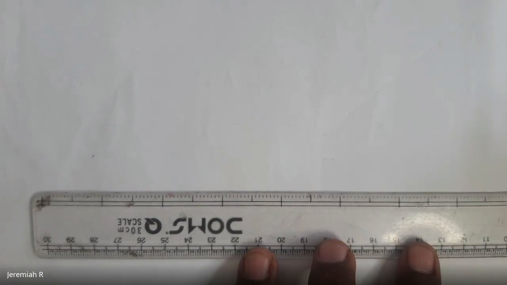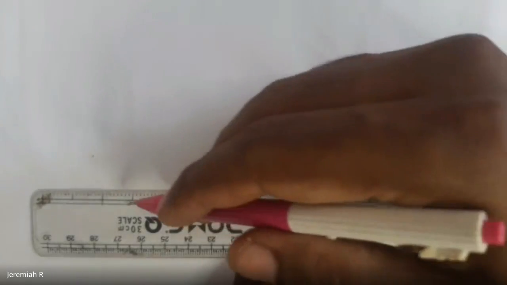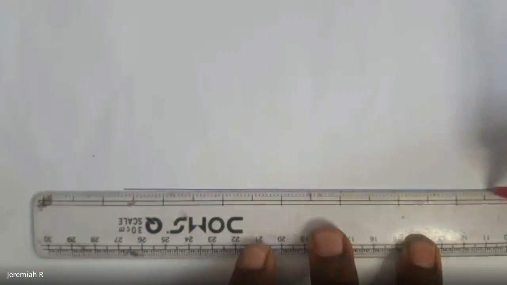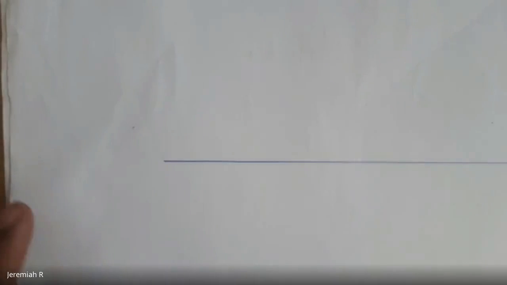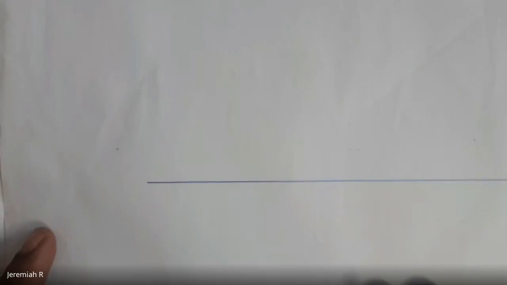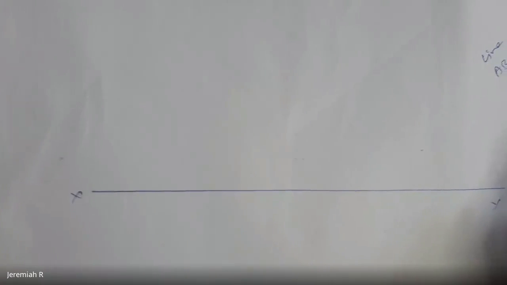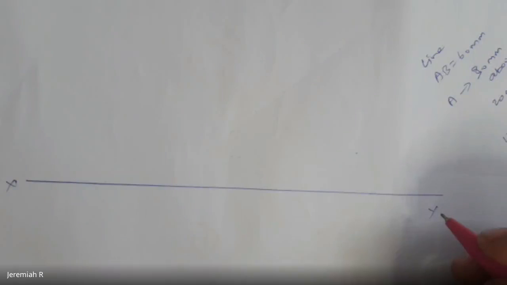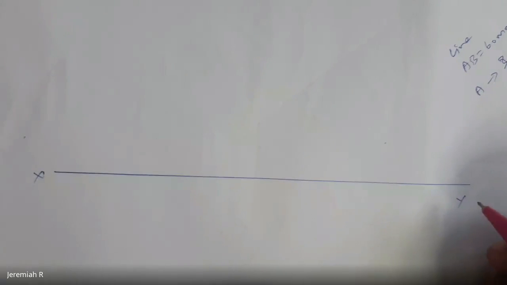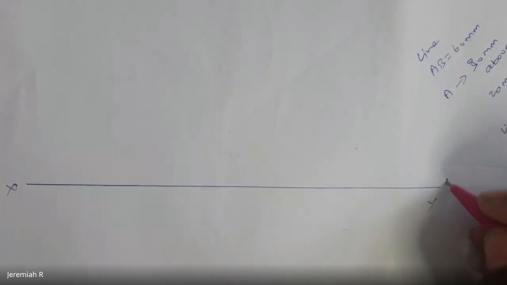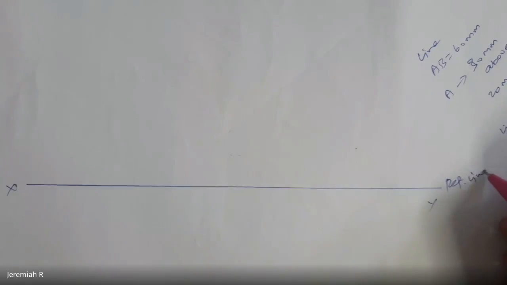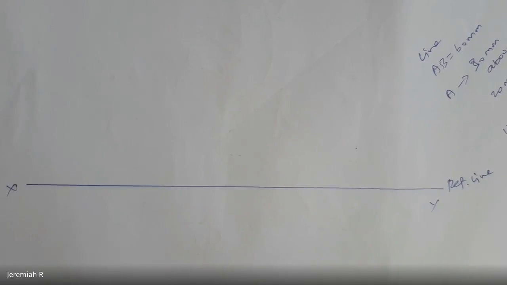So just draw a line like this, the XY line. First draw an XY line like this. You have to say this is the XY line as well as the reference line. So then what you have to do?